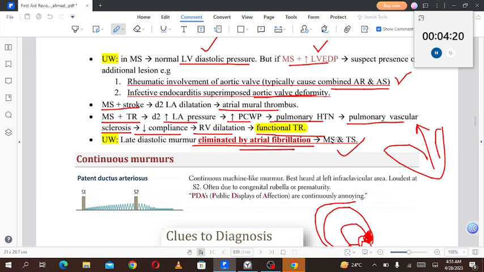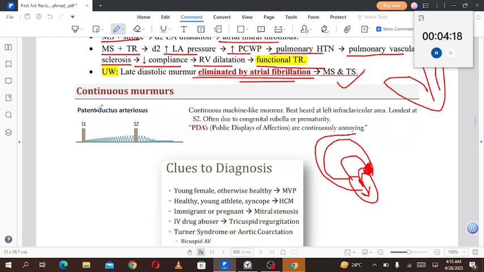Now let's talk about the continuous murmur. The only murmur that is continuous is the patent ductus arteriosus. Continuous machine-like murmur, best heard at the left infraclavicular area, loudest at S2, so it is loudest near the S2 heart sound, often due to congenital rubella or prematurity.